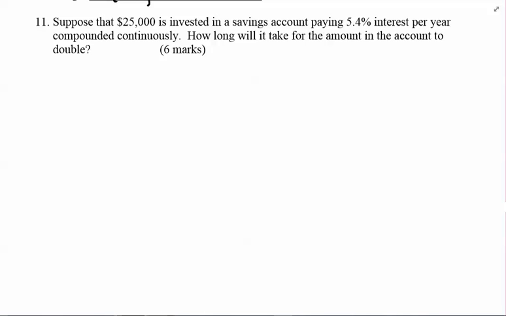To solve a problem that's related to interest, we first need to know which formula for compound interest we use. We have two that we learned in class. One is A equals P times (1 plus r over n) to the power of nt.